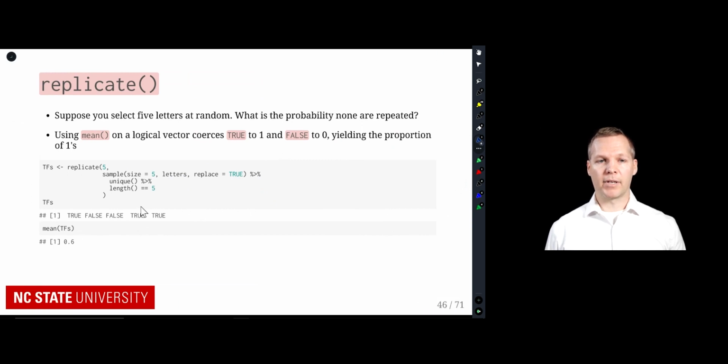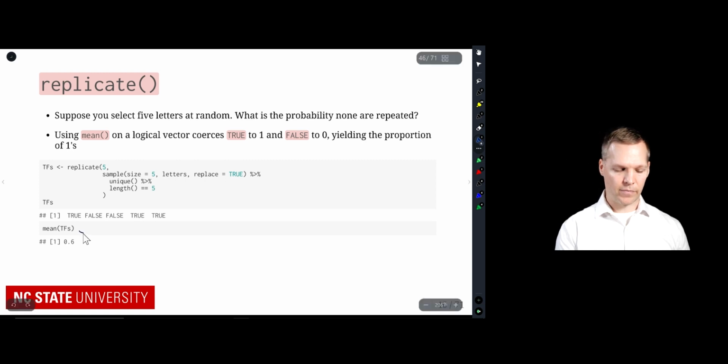And one thing that you should know about R is that whenever you run a numeric function or try to add something or do some sort of math to a true-false value, it coerces the trues to 1s and the falses to 0s. So if I have this vector of true-false values and I look at the mean of it, it's actually going to look at the proportion of true values.